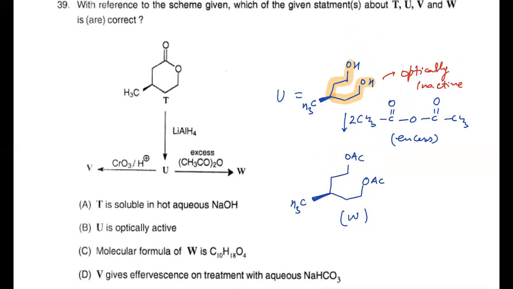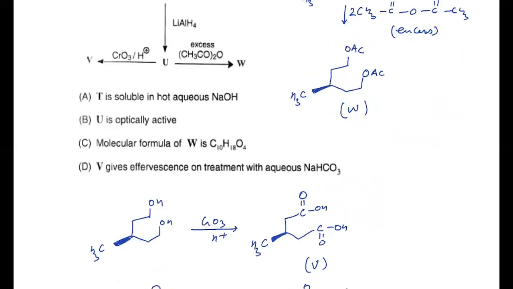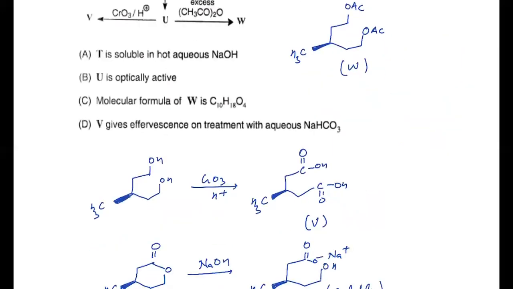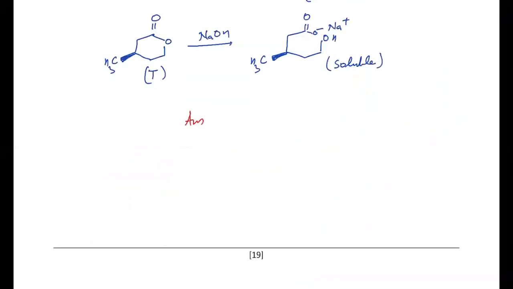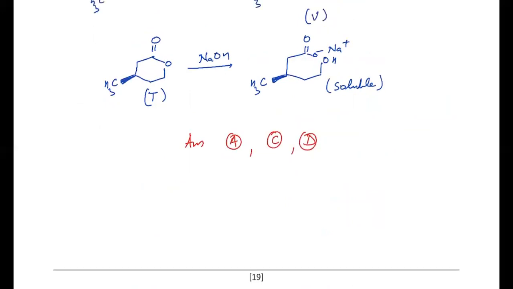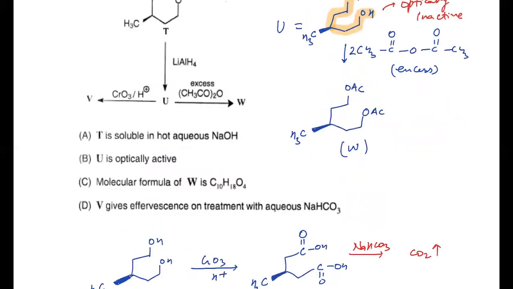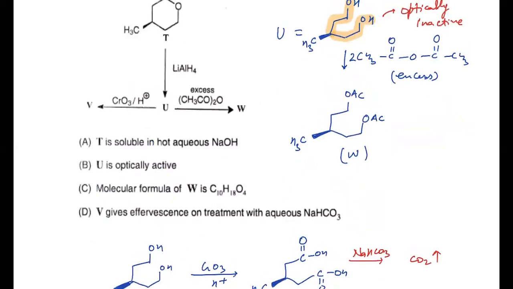Molecular formula of W is C10H18O4. That we have to check. So carbon becomes 10, that is correct. Oxygen becomes 4, that is also correct. So that means C is also correct. And V gives effervescence on treatment with NaHCO3, that is also correct, because this is a carboxylic acid group. If you treat it with NaHCO3, you get CO2. So the answer will be A, C, and D. Answer for this question is A, C, and D. B is incorrect over here. That you can see easily because compound U has two same valencies, so it has no chiral center.